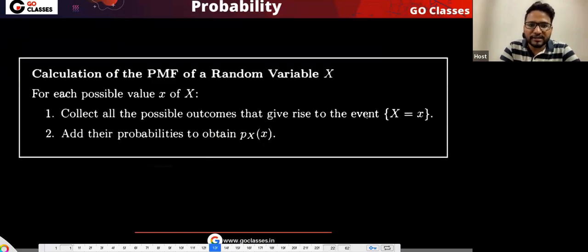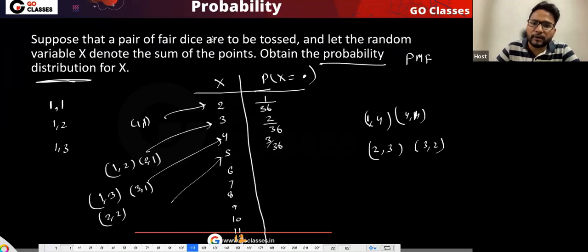Now, in words, I can say the calculation of the probability mass function goes like this: collect all possible outcomes that give rise to the event X equal to x. Which means if you want to calculate the probability mass function for this, then you have to collect all the possible outcomes for which the value is 3. You have to collect all the possible outcomes for which the value is 4, right? There is no other way.